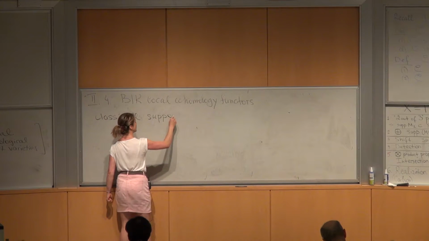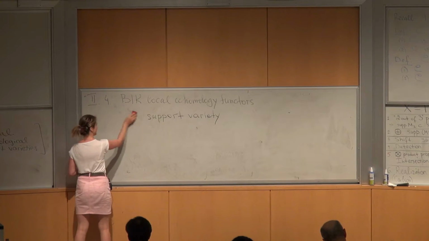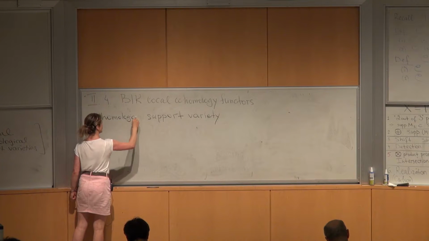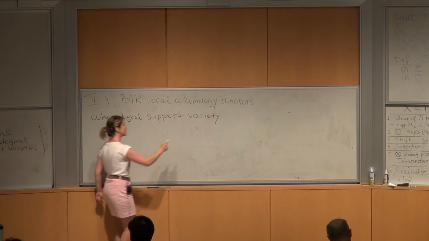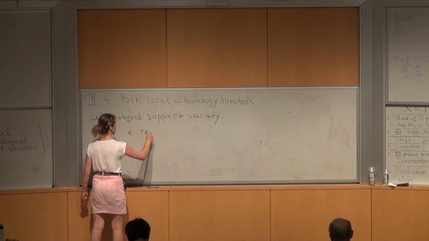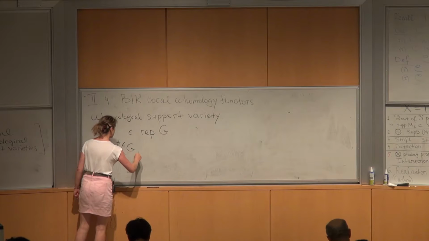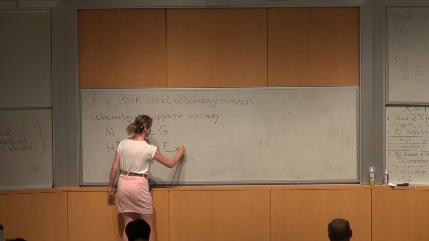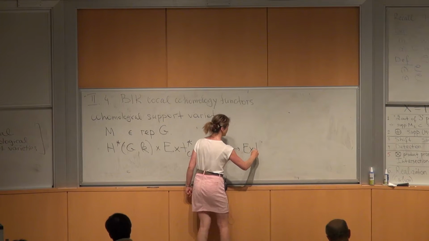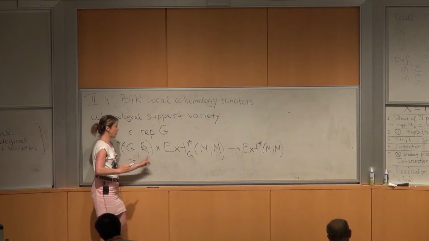support variety, which I'll refer to as cohomological, is the following invariant. Then we start with a representation of G. This is going to be a finite dimensional representation. Then the cohomology algebra acts on the Ext group of M. We take the annihilator of this action. So this is by the cup product.